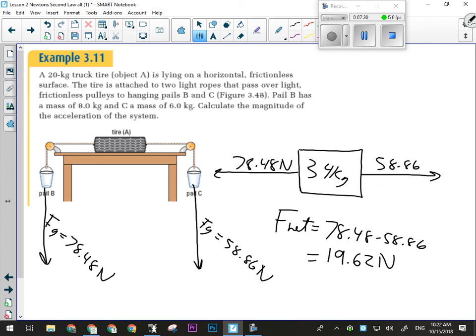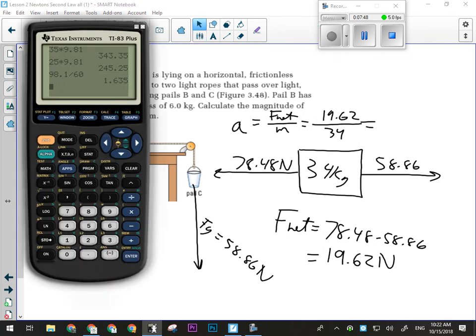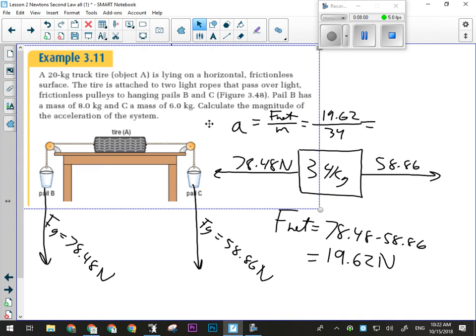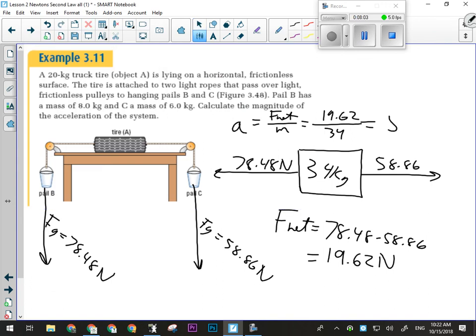Now that I have that and I have the mass of the system, I can calculate the acceleration of the entire system. We would go 19.62 divided by 34 kilograms. All right, so we're looking at 0.58 meters per second squared. And that's all I can write.